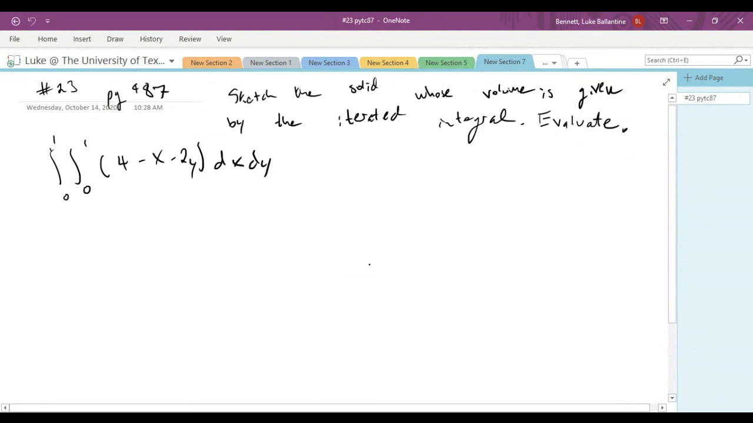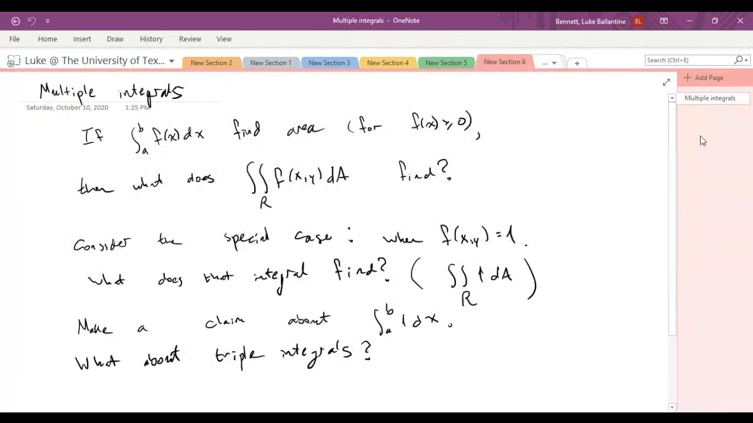Okay, let's do this one real quick, and then I'll leave the other one for next time. Sketch the solid whose volume is given by the iterated integral. Evaluate. Okay, so right, if we take a double integral, I forgot about this. I'll probably just talk about this and then resume next time on that integral.